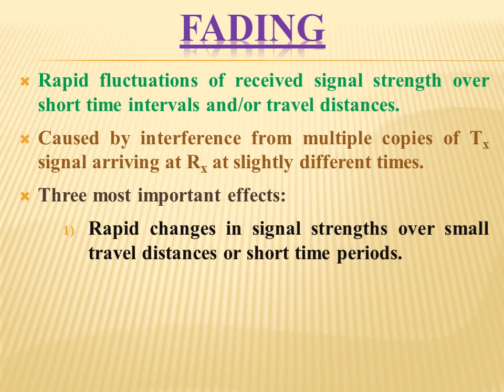First, rapid changes in signal strength over travel distances. As I have considered a mobile station, in a mobile environment, the receiver is moving and rapidly changing its position. As the receiver is changing its position, the signal being received is reflected from the scatterers and then received, which leads to the loss of signal strength.